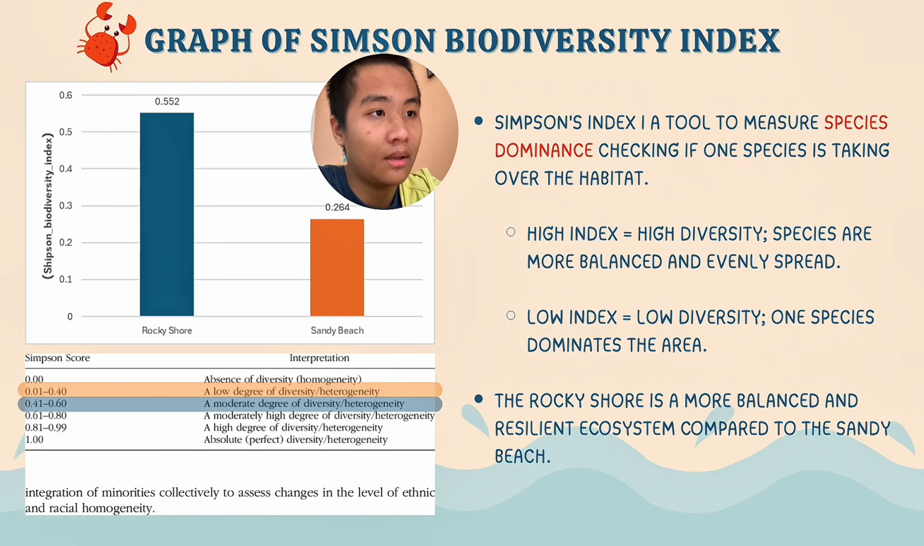The Simpson Index is a tool to measure species dominance, checking if one species is taking over the habitat. A high index means higher diversity, species are more balanced and evenly spread, while a low index indicates lower diversity, and that one species typically dominates the area. As you can see, the rocky shore has a more balanced and resilient ecosystem compared to the sandy beach.